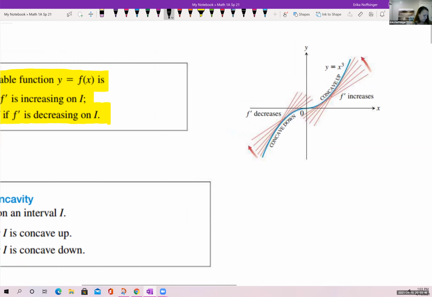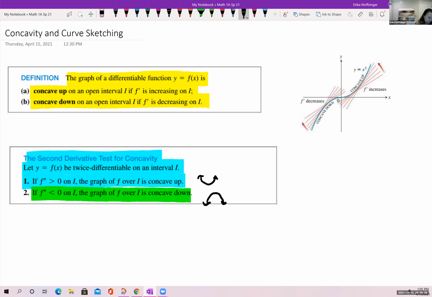So notice that if your first derivative, come on. Hold on, my pen's not working.